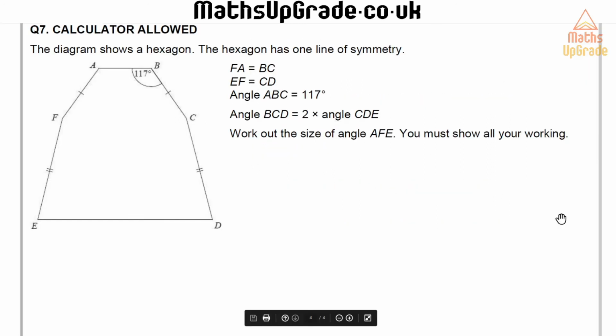Question 7. I have a hexagon here. It's not a regular hexagon, as you can see, but it does have a line of symmetry. So the line of symmetry is straight down the middle here, as you can see. Because FA equals BC, and you can see that FE here is marked as being equal to CD, with the markings there. I'm also told this angle is 117, but also the angle BCD is twice angle CDE, it's double this angle here.